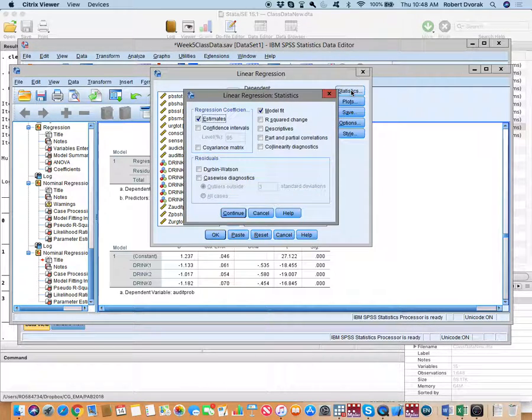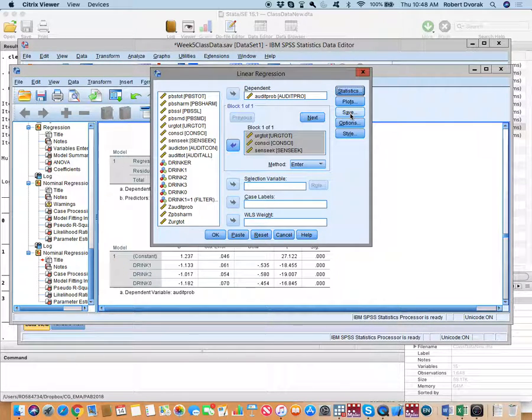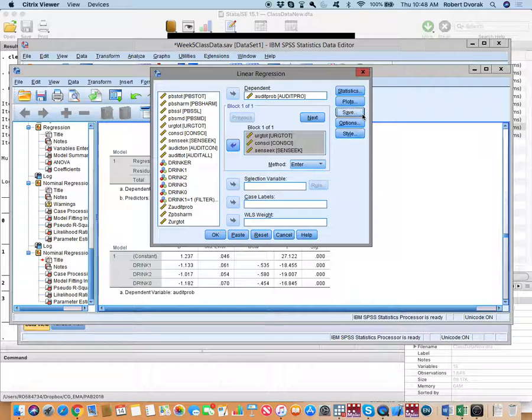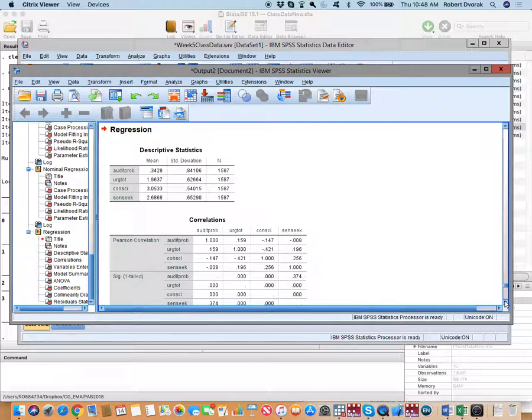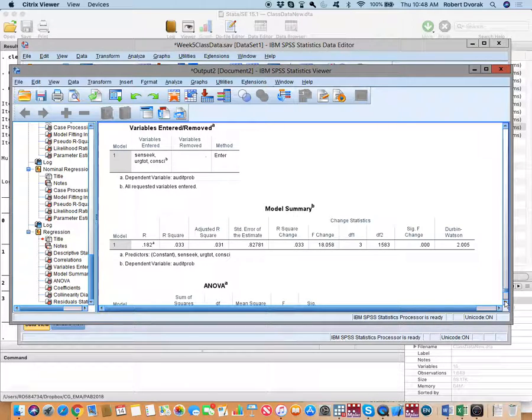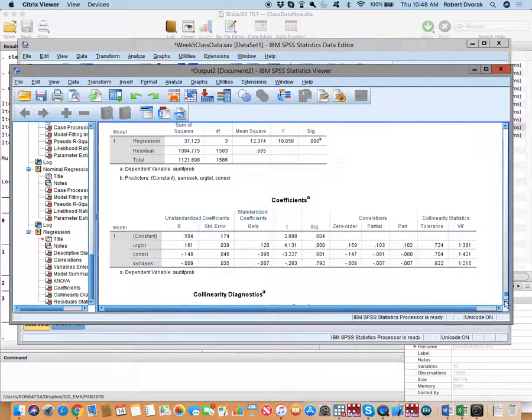And let's do this. Let's go plots. Let's get R squared, part and partials, collinearity diagnostics. And we don't need any of that. That works. All right. So let's look at audit problems. Let's put in urgency, conscientiousness, and sensation seeking. And let's just scroll down here to our basic regression table.